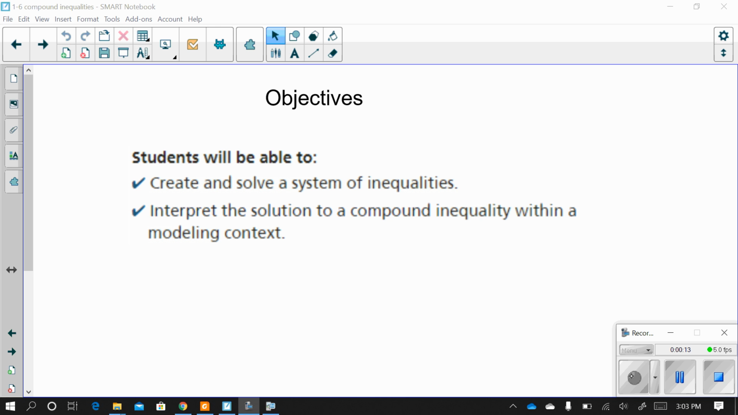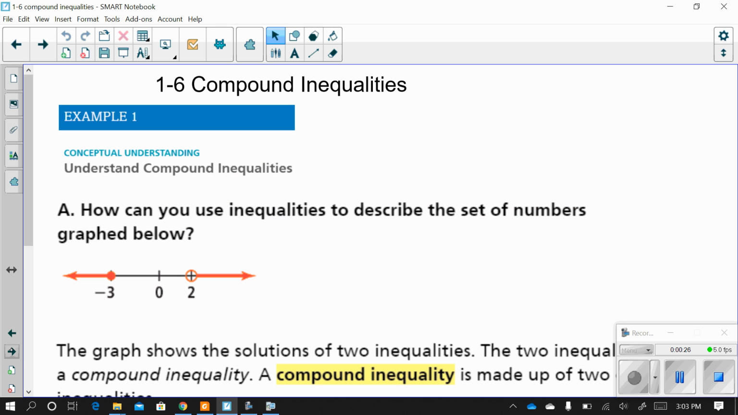Okay, so basically what we're looking at today is compound inequalities. That means two or more inequalities joined together to describe the same situation. So we're going to look at what happens when we have two or more inequalities together. So this is 1-6, compound inequalities.